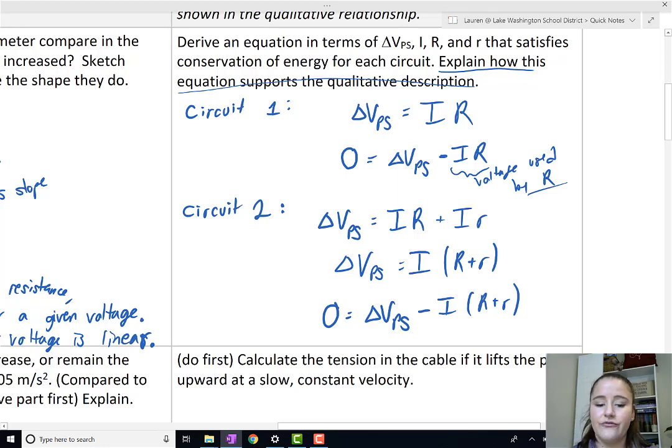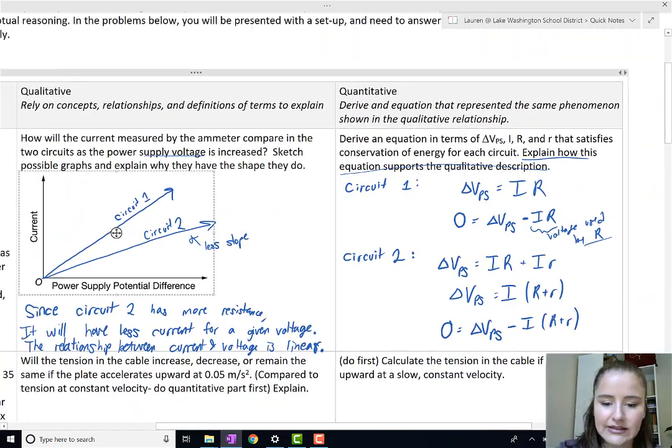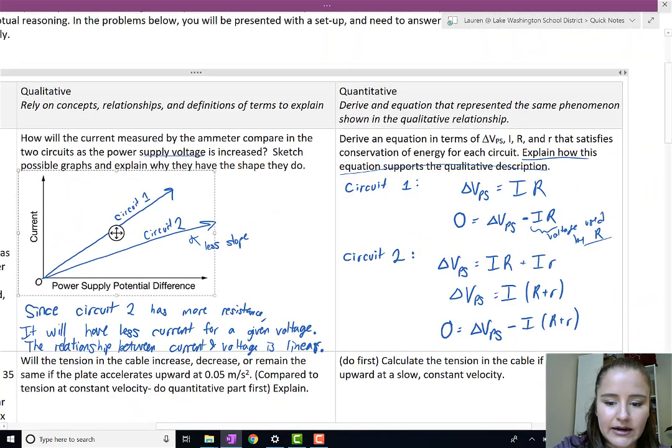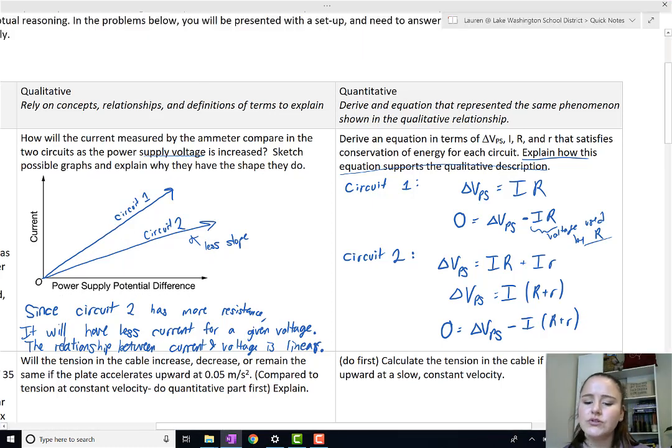Now, for the translation part, you can't forget about the translation part in these. I'm going to be doing the translation part in red for all of these problems. So let me switch my colors. So, explain how this equation supports the qualitative description.